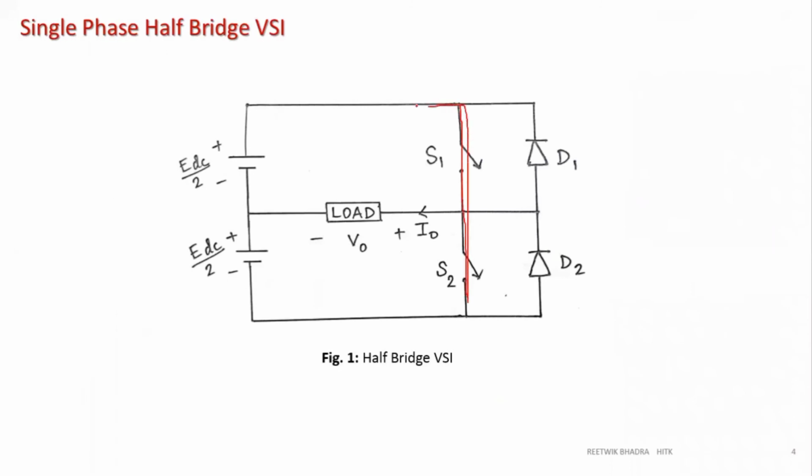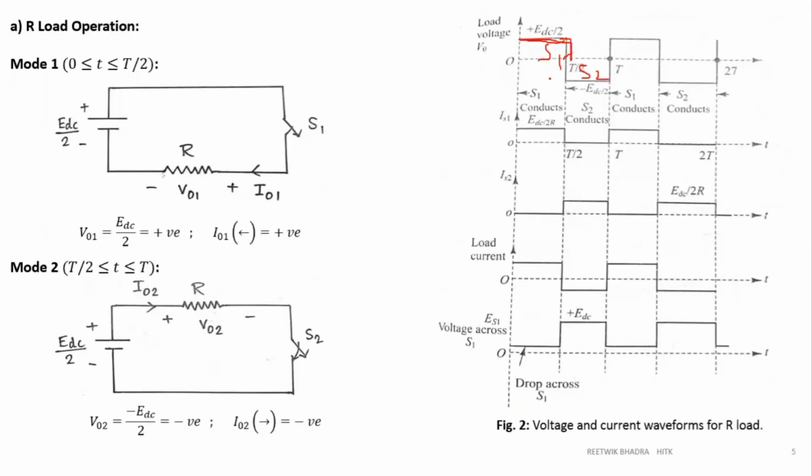If both are on, this will short circuit my source, and if you short circuit the source, there will be a huge circulating current flowing through this circuit. So both switches may be on at the same moment if proper turn off is not done for S1 and proper turning on is not done for S2, because at the same moment one is going off and one is going on. If by chance the switch which is going off remains on at the same instant, there will be short circuiting of the source. We have to take care of it.